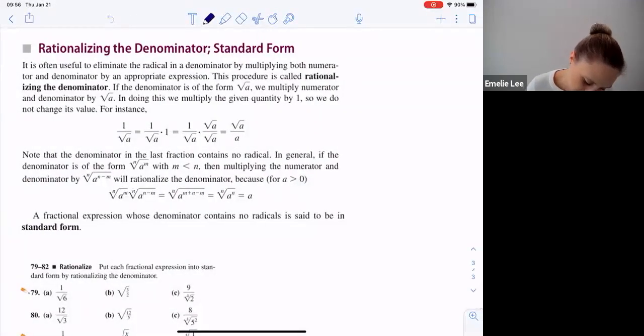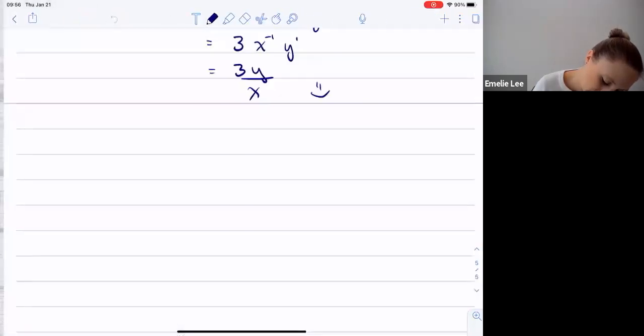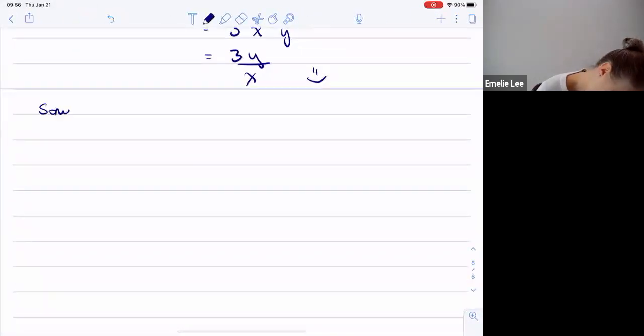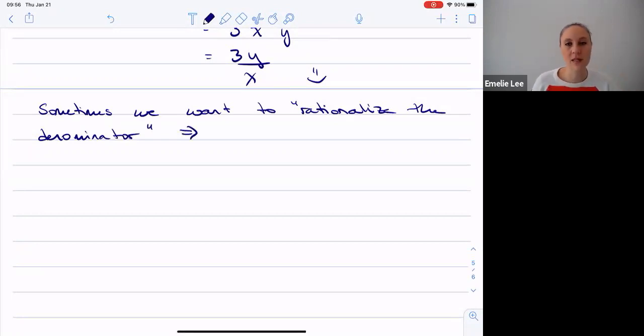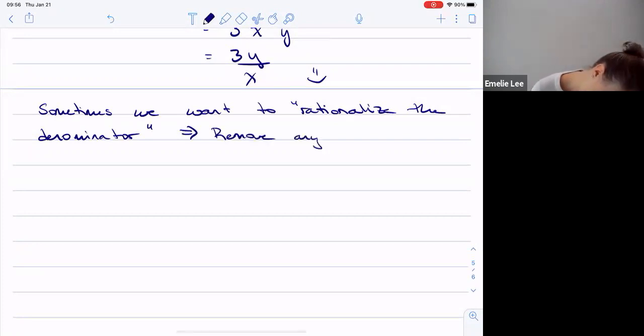Sometimes we want to rationalize the denominator, which means remove any roots from the denominator.